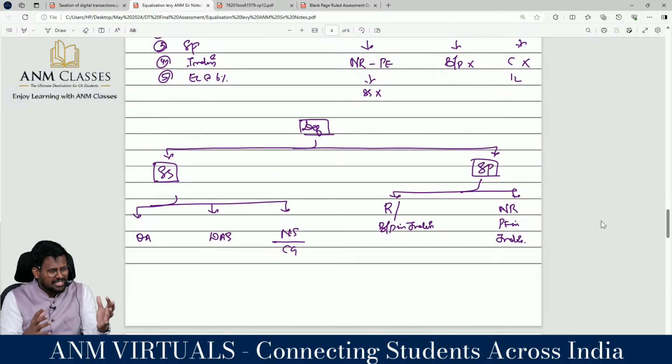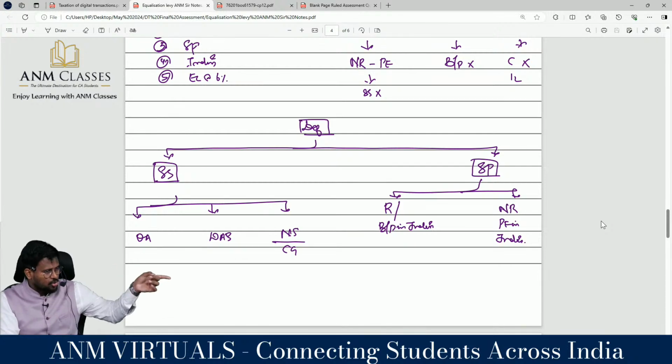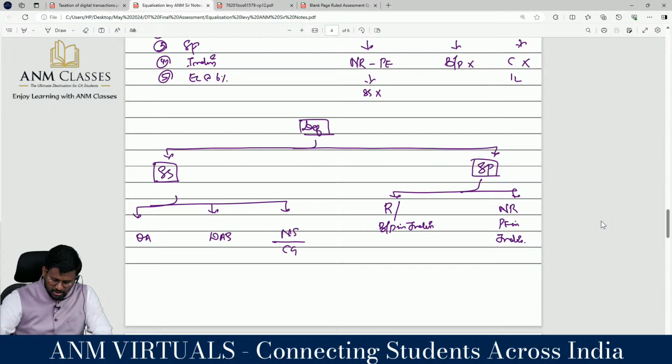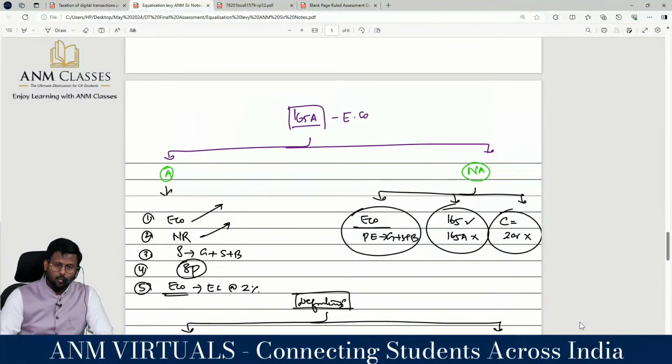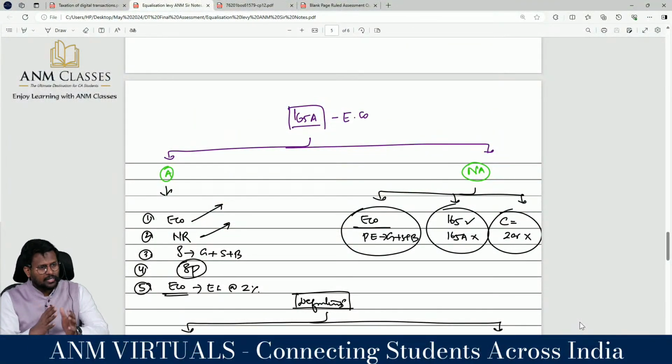We need to know certain terms specifically. What are specified services and who is that specified person? Specified services can be classified into three categories: number one, online advertising; number two, digital advertising space; and any other services notified by the central government. Who is a specified person? A resident in India who is doing business or profession, or a non-resident who has a permanent establishment in India. That's it. Fantastic flow.